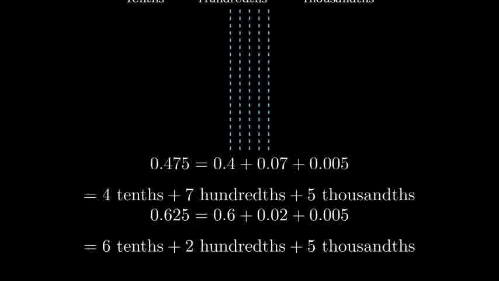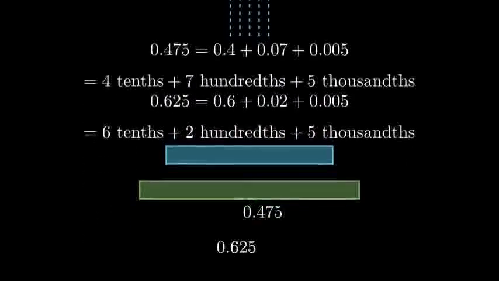Let's visualize these numbers using rectangles to represent their values. The blue rectangle represents 0.475, and the green rectangle represents 0.625. Now, let's compare these numbers starting from the tenths place.